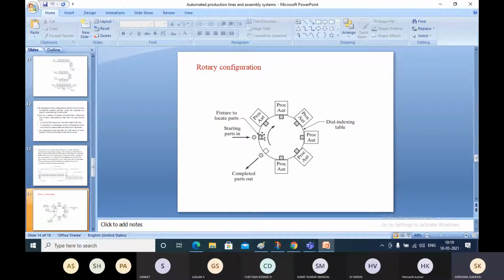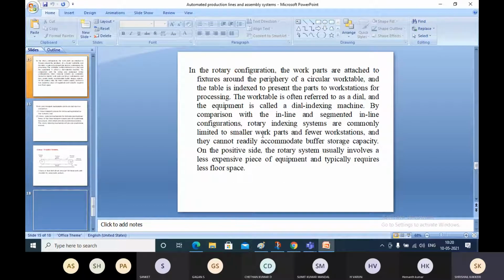And what are the limitations? The limitations are there: only very low weight, small work parts can be processed in this. Heavy parts cannot be processed in these rotary mechanisms. This is one of them. And here I have given the explanation. In a rotary configuration, the work parts are attached to the fixtures. Fixtures are the work holding devices around the periphery of this circular table.